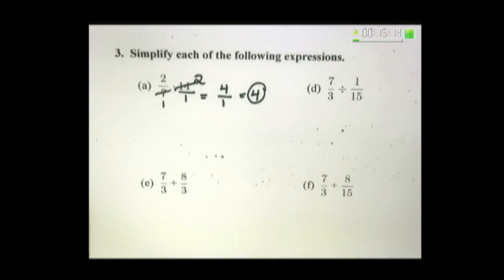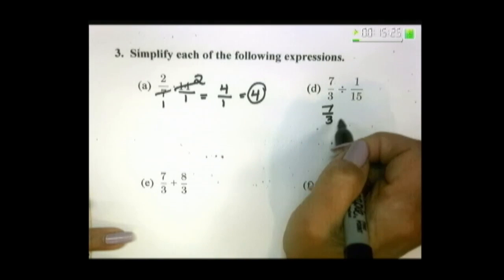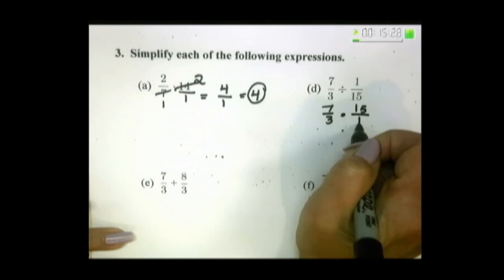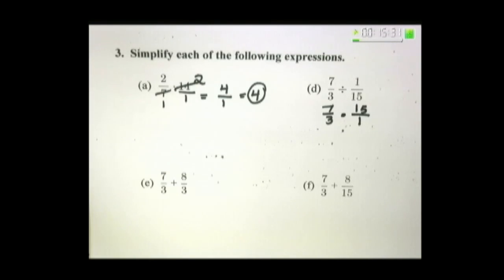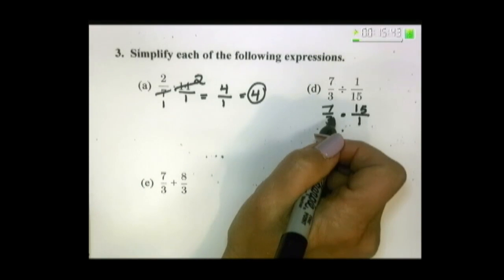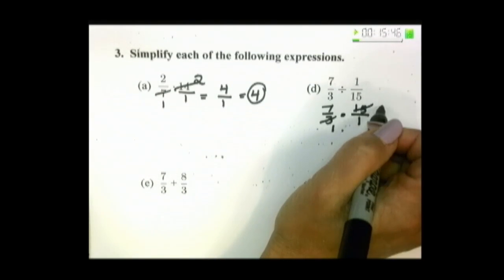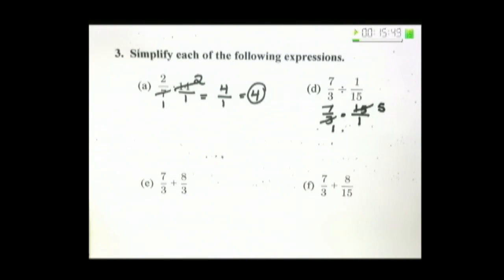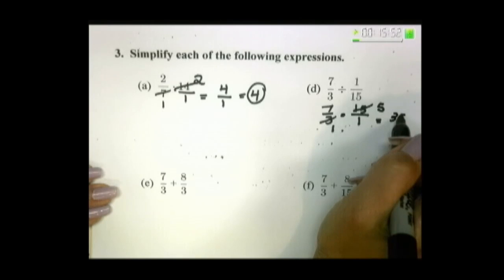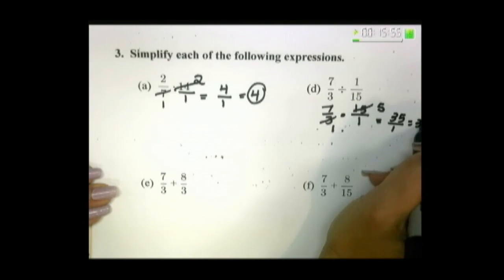Now when we divide fractions, well, we don't actually divide fractions. We multiply by the reciprocal. So the first thing we want to do is change this to a multiplication problem. So 7/3 multiplied by 15 over 1. Now we can work it the same way we just worked the previous problem. 7 and 3 do not have a common factor. There's nothing we can divide both 7 and 3 by. However, 15 and 3, we can divide both of those by 3. 3 divided by 3 is 1. 15 divided by 3 is 5. So when we multiply across, we get 35 over 1, which simplifies to be 35.